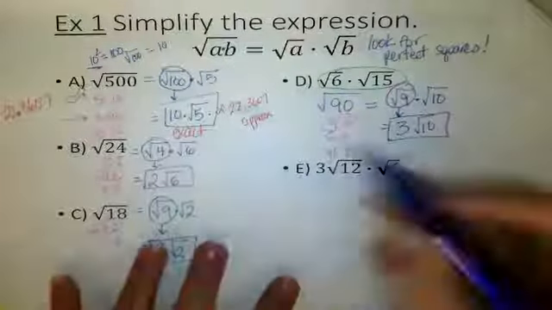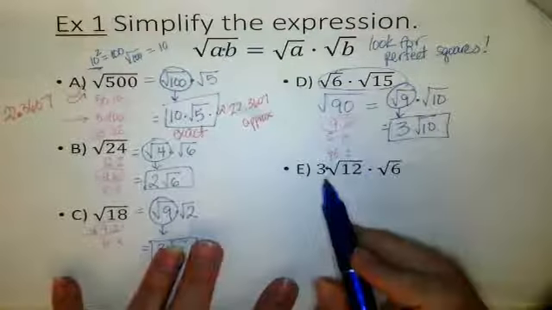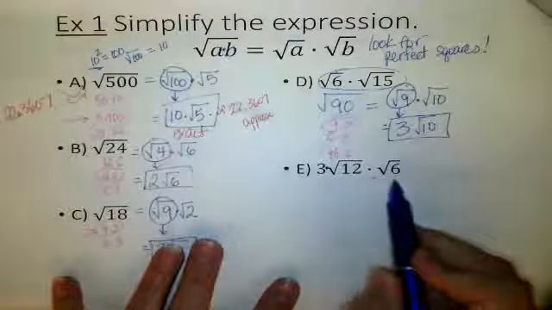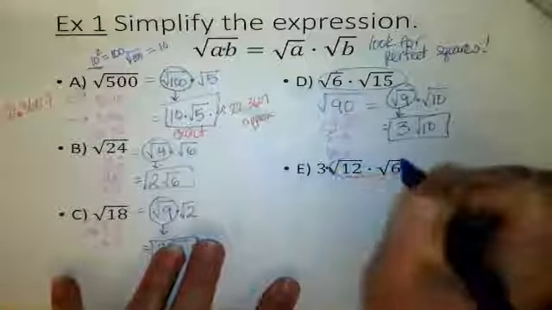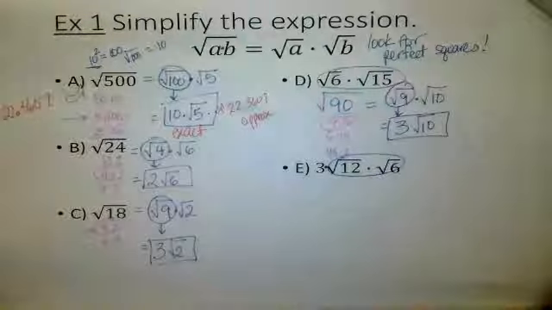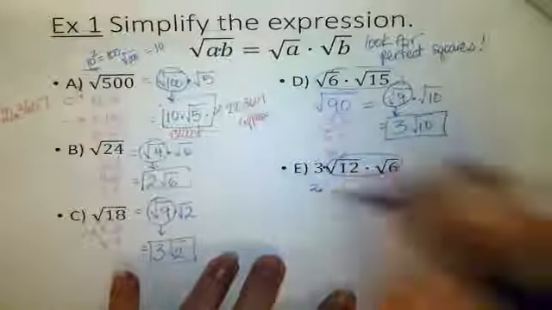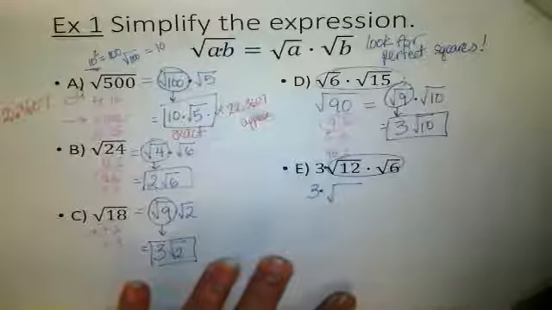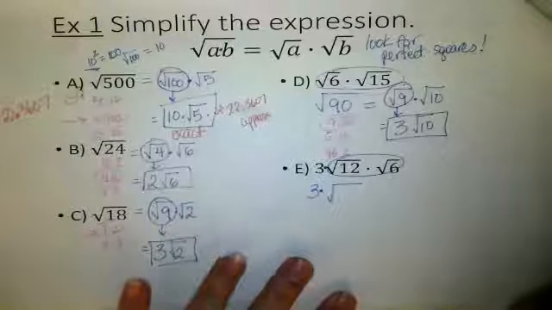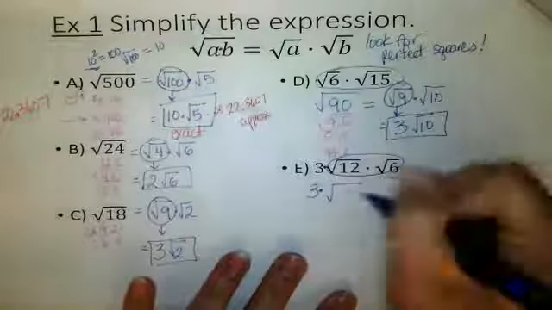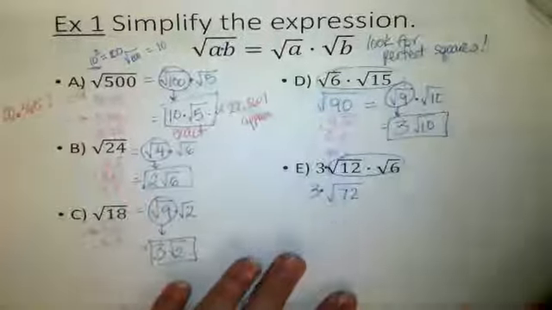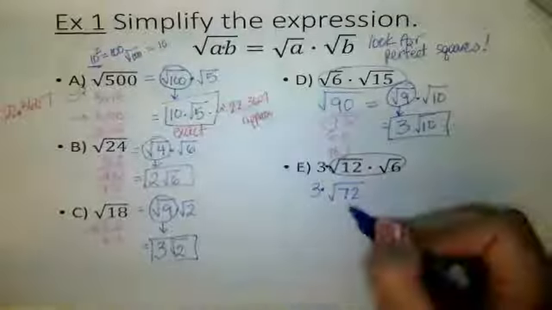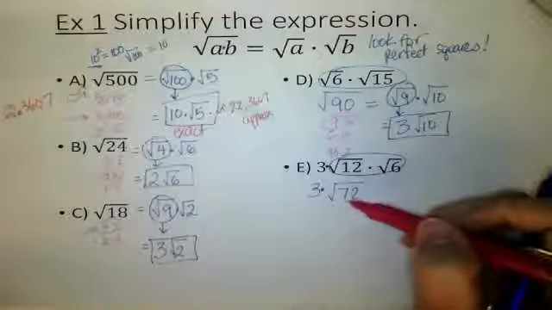Letter E here, we have 3 times, there's no sign, it's a multiply, 3 times radical 12 times radical 6. Because these are totally radical numbers, we can put them together. So I'm going to leave my 3 hanging out in front. And what is radical 12 times radical 6? What is 12 times 6? 72, yes. So that's a giant radical 72. Now this 3 is just hanging out in front. He's totally fine. We want to try and find the factors of 72 to break it down.